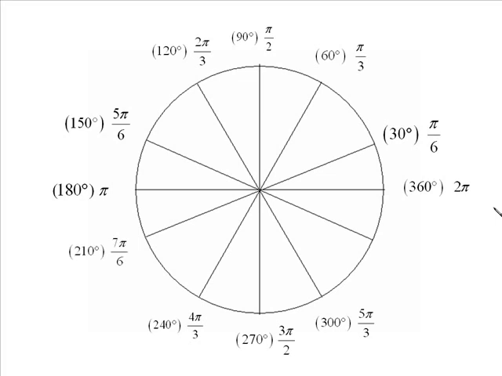Keep going. In quadrant 3, a 30-degree reference angle would be 210. And therefore 30 times 7 is 210. Pi over 6 times 7, 7 pi over 6.